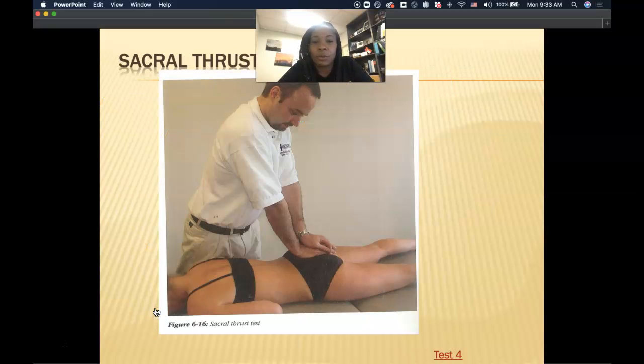Last but not least is the sacral thrust. So our patient is going to be in a prone position, and you're literally just right on the sacrum and applying a downward force to the sacrum, basically causing a shearing of the posterior ligaments that hold the sacrum together. Again, you're looking for pain.